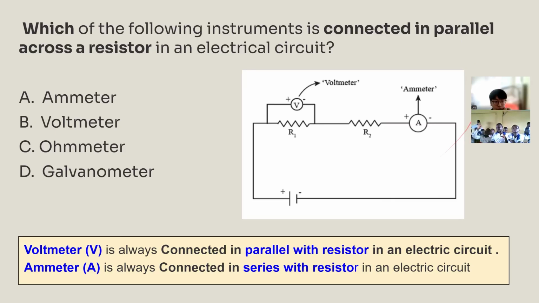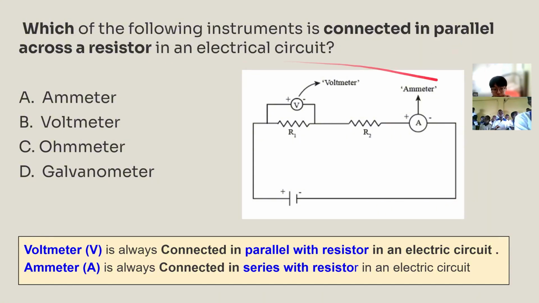So let's answer this question. Which of the following instruments is connected in parallel across a resistor in an electrical circuit? B. Yes, that's right. The answer is B, because voltmeters are connected in parallel with a resistor. That is right.